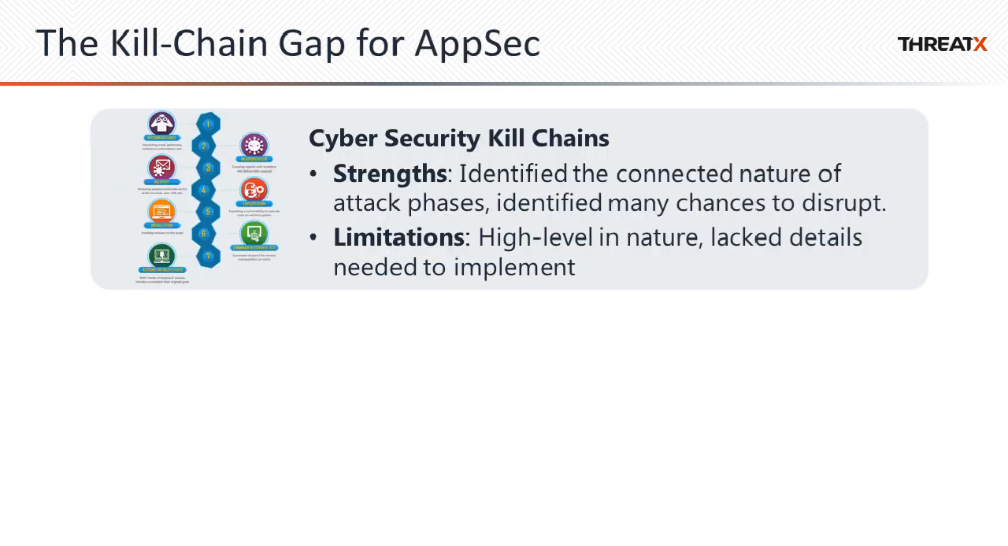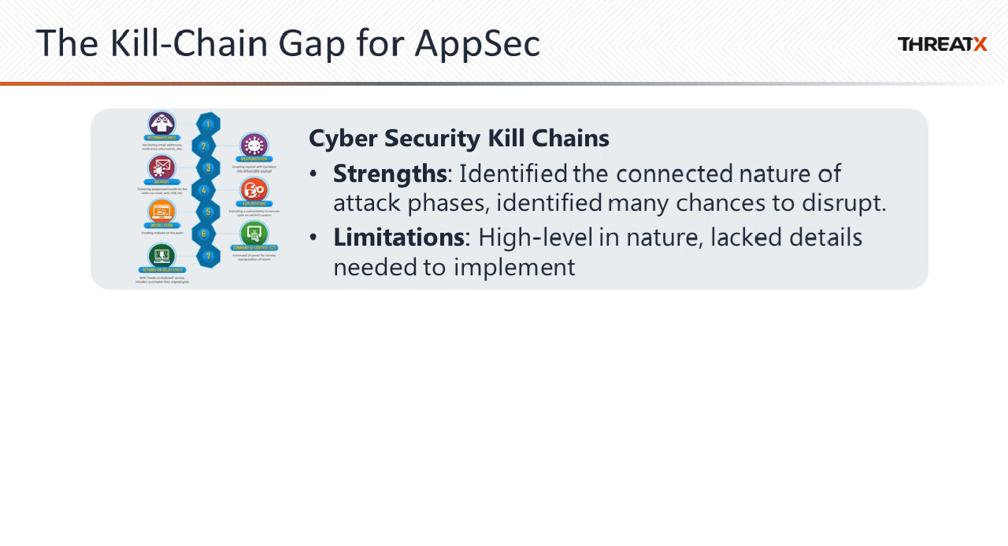So let's talk about how we can apply the kill chain and the MITRE ATT&CK framework for AppSec. If we think about the cybersecurity kill chain approach, there are some strengths and weaknesses to it. The nice thing is that it identifies the connected nature of the attack phases. It is literally a chain, so if you disrupt any link in that chain, you can disrupt the entire attack.